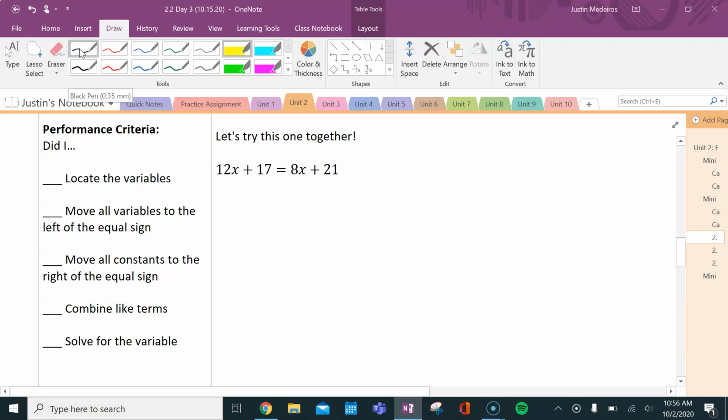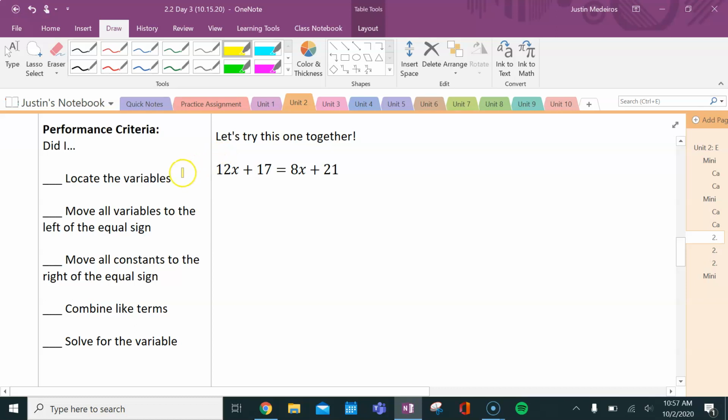Hi guys, so for today's lesson we are going to be talking about solving multi-step equations with variables on both sides. So for this problem here, 12x plus 17 equals 8x plus 21, we're going to solve this and figure out what our value of x is.